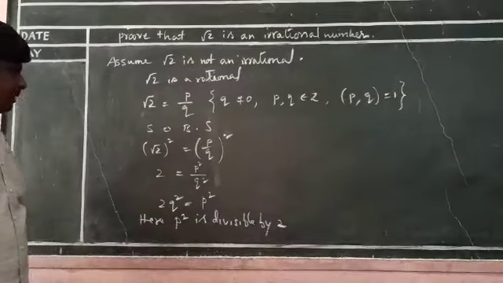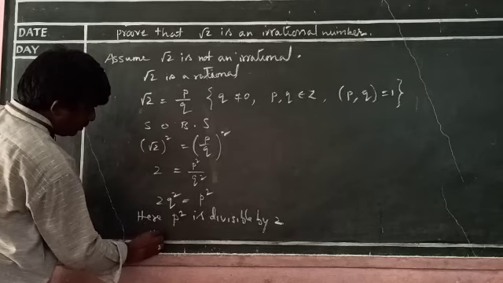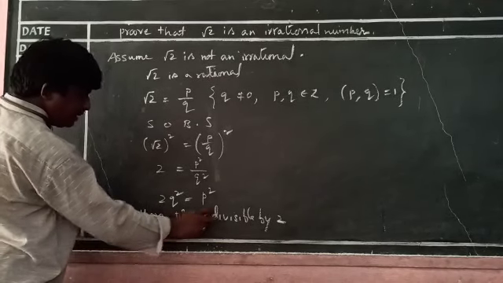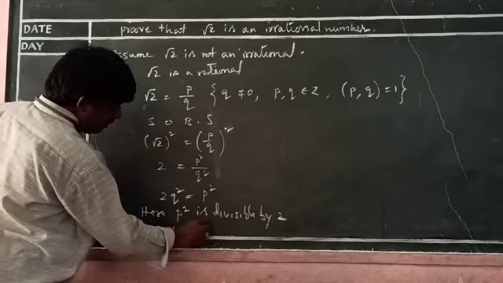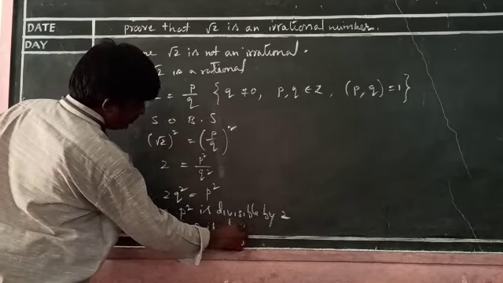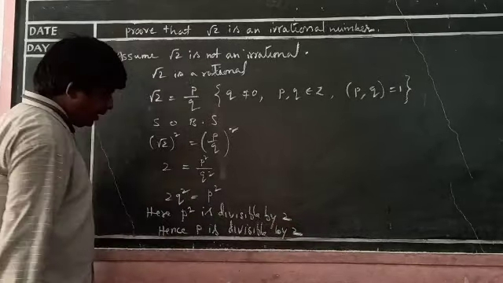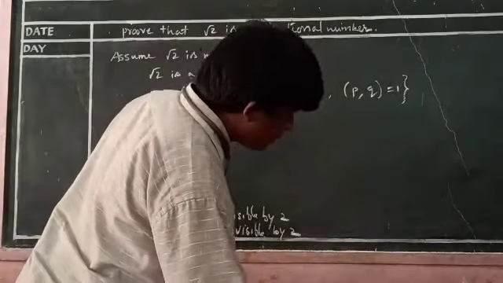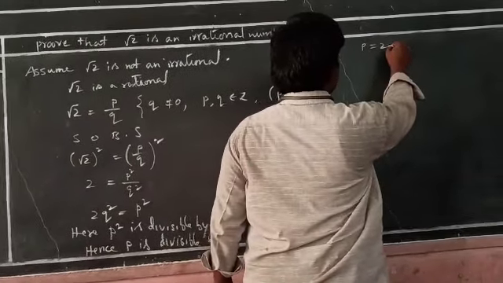P square is divisible by 2 means definitely p is divisible by 2. If p square is divisible by 2, then p is divisible by 2. P is divisible by 2 means it is in the form of 2 into something.